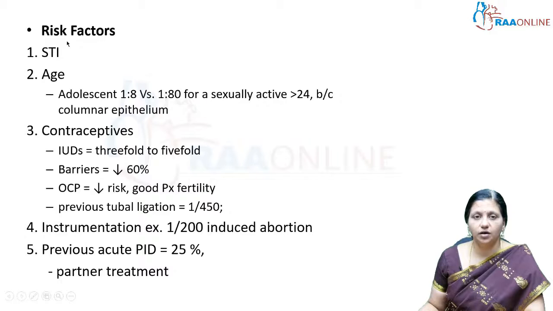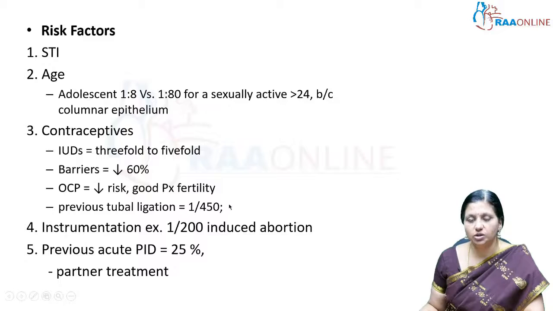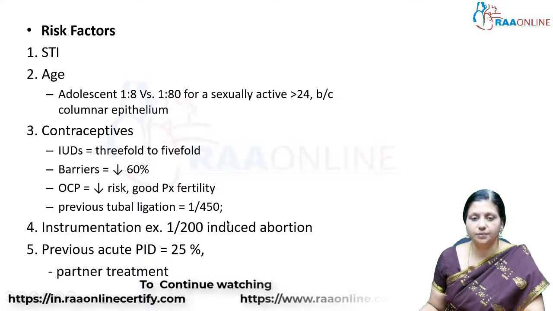Now, risk factors for pelvic inflammatory disease include sexually transmitted infection, and being a sexually active adolescent or teenager. Contraceptives like copper T will increase the risk, whereas condoms will decrease the risk. OC pills also decrease the risk of PID, and previous tubal ligation also decreases the risk of PID. Instrumentation like induced abortions and MTP increases the risk of pelvic inflammatory disease, and treating the partner is also helpful in reducing the risk.